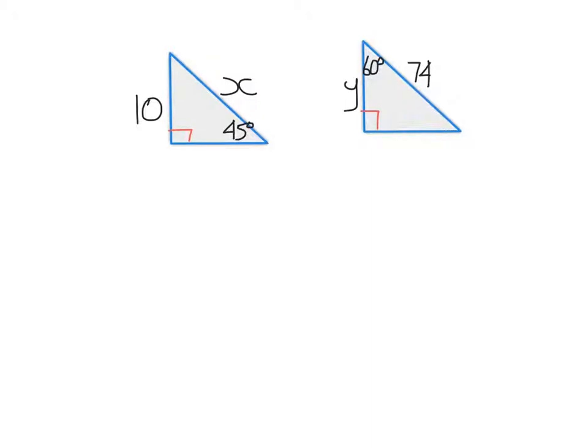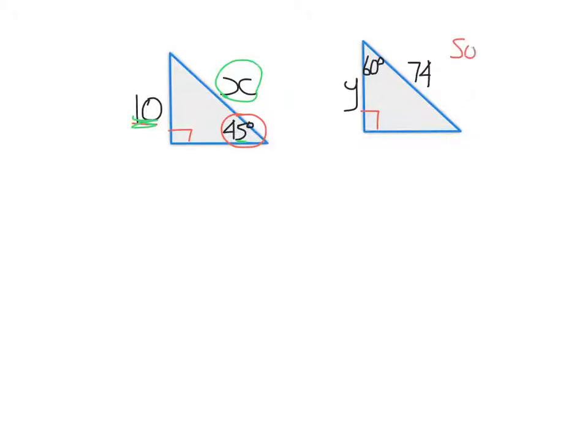Your first step always needs to be to determine which ratio you're going to use. Here I have an angle and I have another side, so I can find any other side in the triangle. This side 10 is opposite the marked angle, 45 degrees, and this side here is the hypotenuse. This question involves the opposite and the hypotenuse.